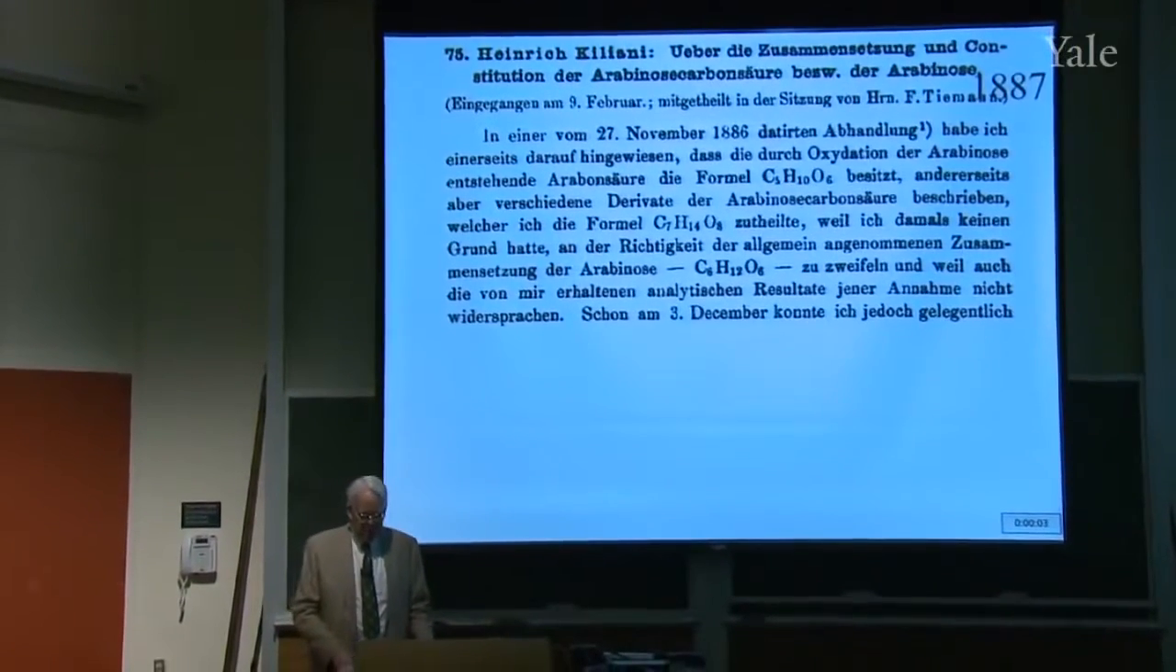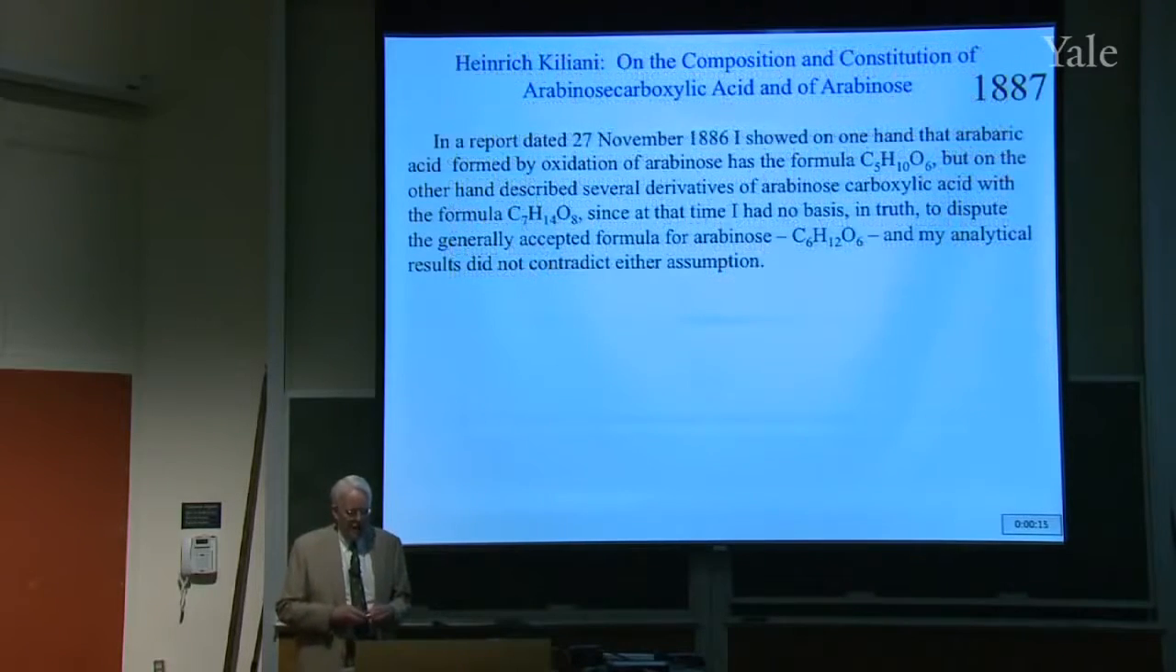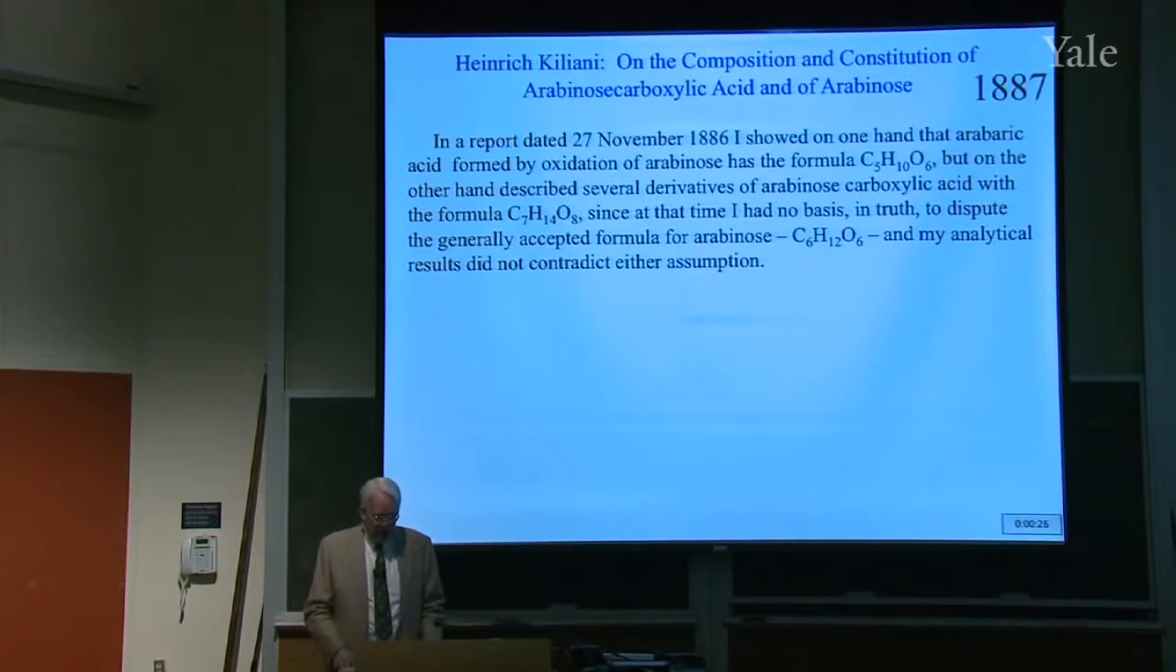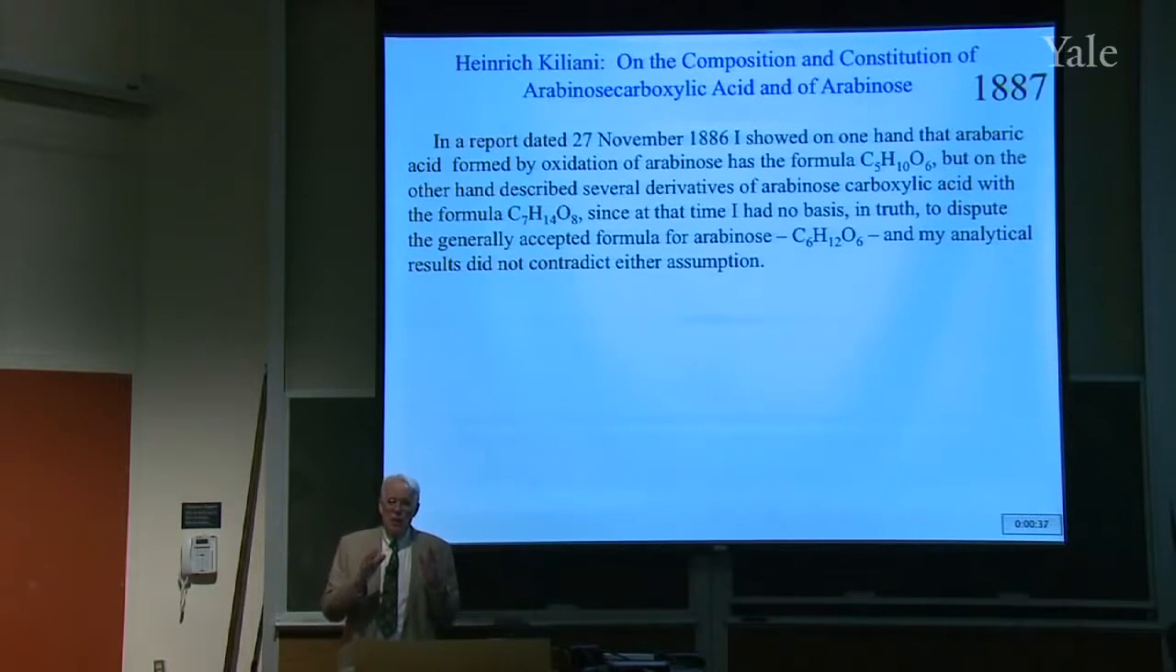Then he talked. This paper from 1887 is on the composition and constitution of arabic acid and arabinose. So now he's going to look at a different sugar, right? And what he says is, in a report dated 27 November 1886, I showed on the one hand that arabic acid formed by oxidation of arabinose has the formula shown there. But on the other hand, described several derivatives of arabinose carboxylic acid with the formula C7. So it was uncertain whether arabinose was a five carbon sugar or a 6-carbon sugar.